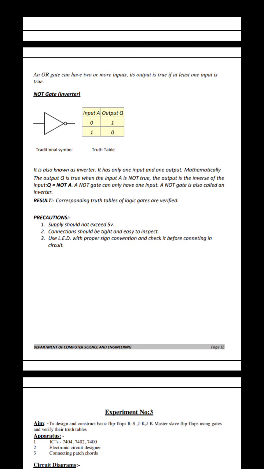You know the pin diagram. There are 14 pins available. Pins 1 and 2 are the input and 3 is the output, and 4 and 5 are the input pins, 6 is the output pin. Then 7 is the ground. This pin 7 is available at the bottom of the IC.